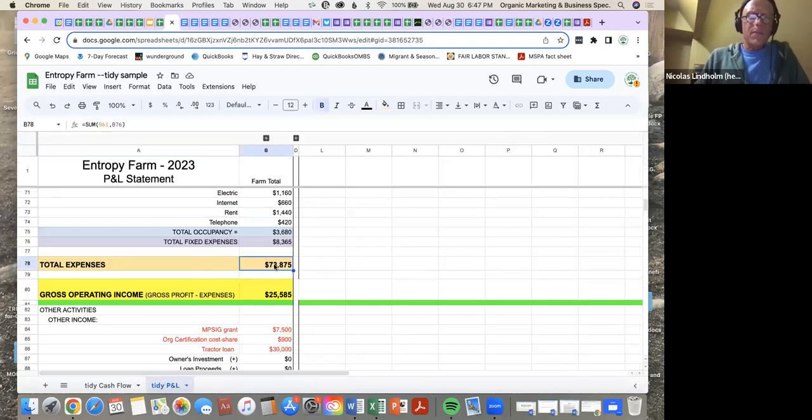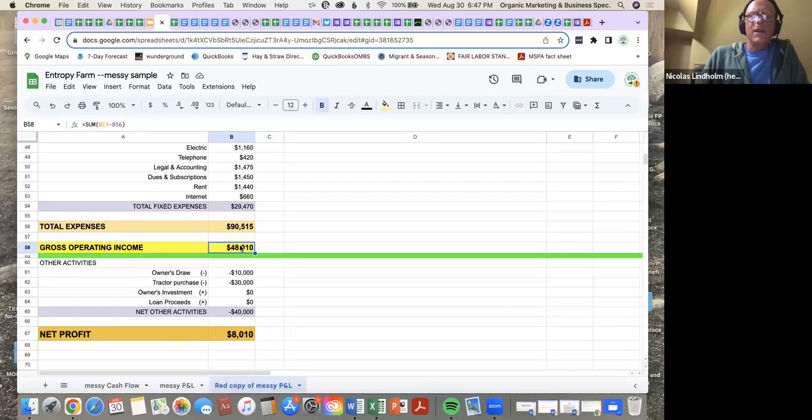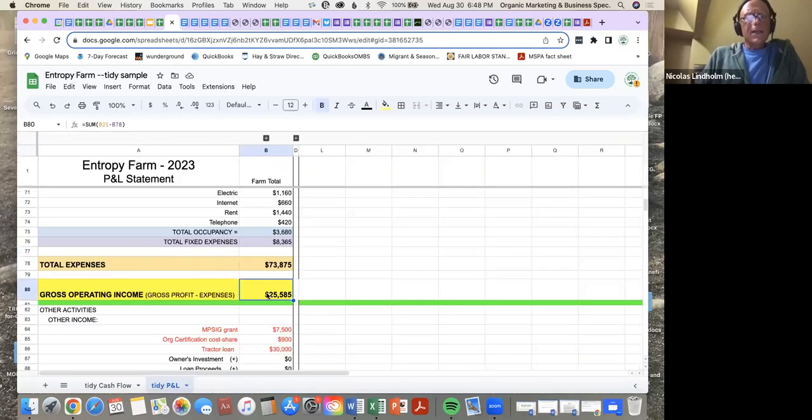Actually, their farm expenses were $73,800, and their gross income was actually only $25,000. That's a huge difference to realize, where here you're thinking, oh, wow, we got $48,000. So yeah, they probably made the decision late in the year. Oh, that means we can take a $10,000 owner's draw, which was just $10,000 the owners took and put in their bank account. And here it's kind of a different story.